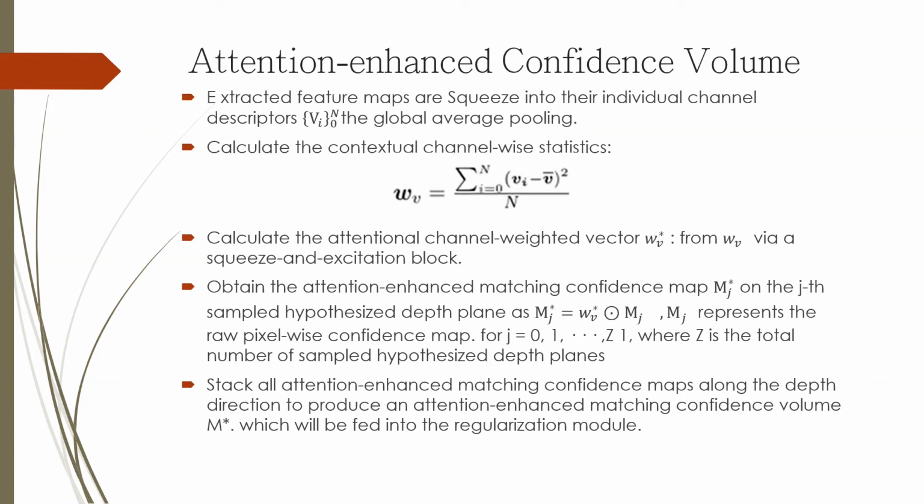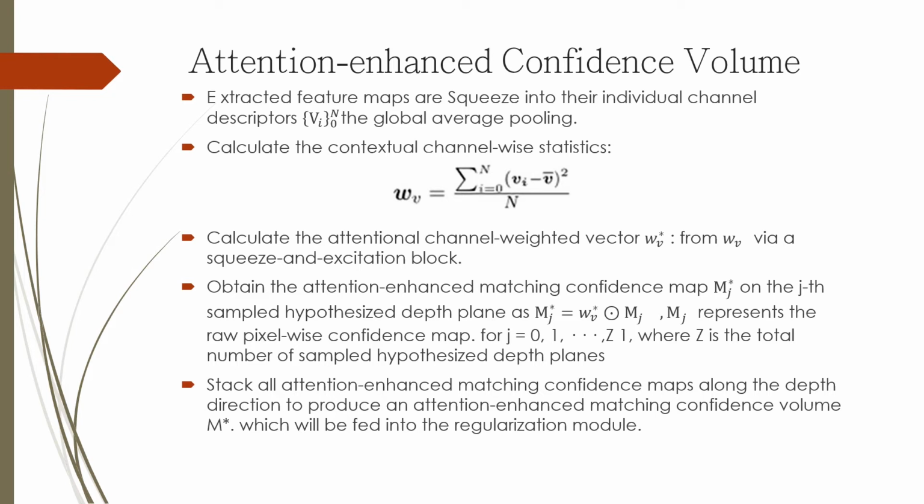The next stage is the attention enhanced confidence volume stage. Here we convert the extracted feature map into an individual channel descriptor via global average pooling. From that, we can calculate the contextual channel-wise statistics WV of the local scene using the equation. Then, from that, we can calculate the attention channel weight vector WV star from the squeeze and excitation block. Then the attention enhanced matching confidence is obtained from the equation given.